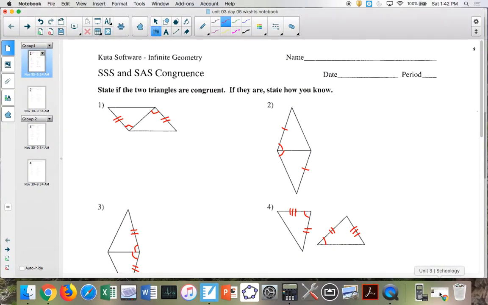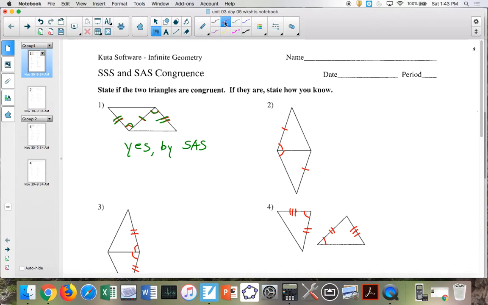Alright, so here we have this first picture, and we have one pair of sides and one pair of angles. Well, that's not enough. We need something else. But looking at the picture, we do know something else. We know that that side is congruent to itself. Both triangles use that one side. So now what we actually have is a pair of sides, and then a pair of angles, and then another pair of sides. So yes, these triangles are congruent by side, angle, side.